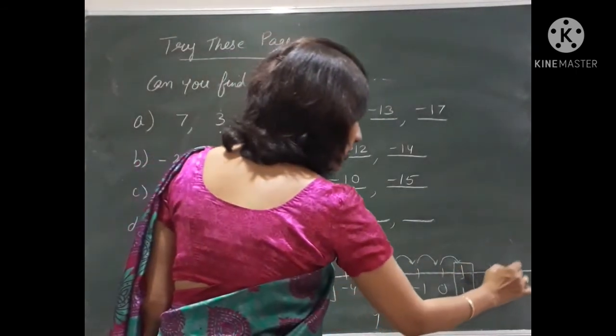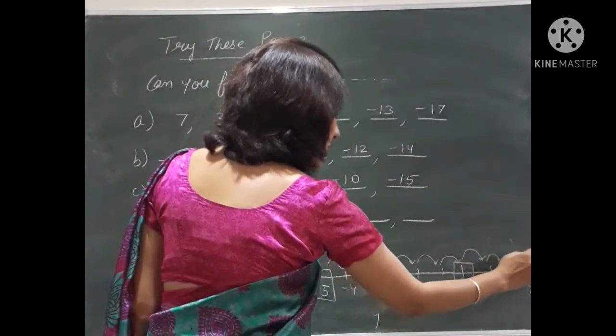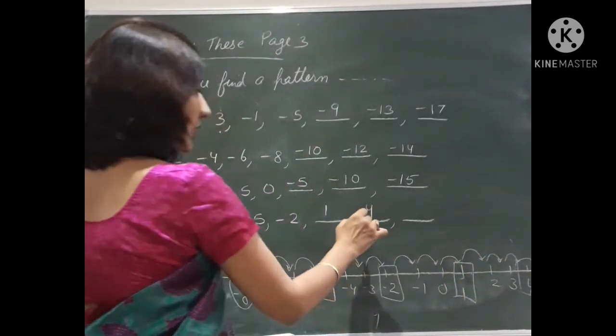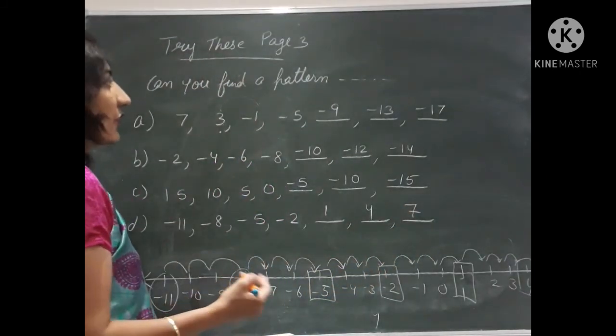Now next is 2, 3, 4. Again a jump of 3. 1, 2, 3. Where did I reach? I reached 4. And then next will be 7. So this way we can complete these questions of finding the pattern.